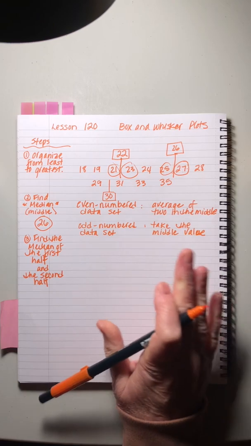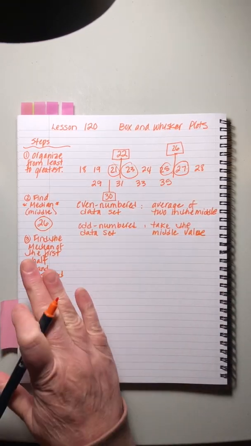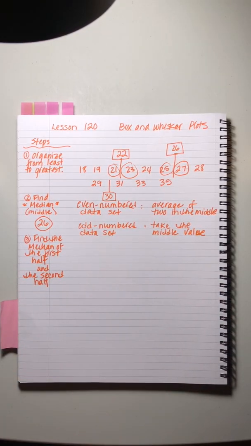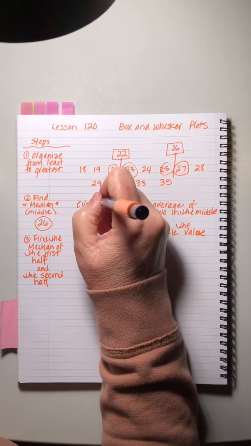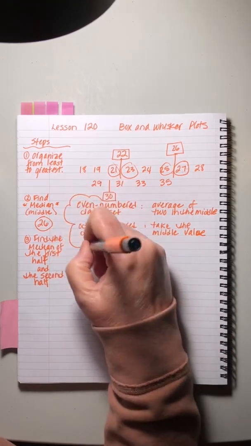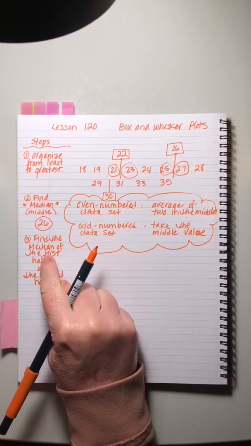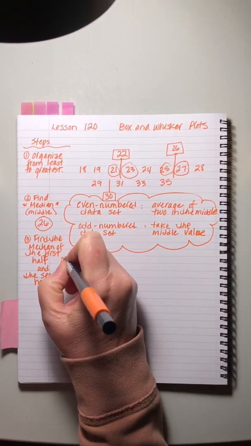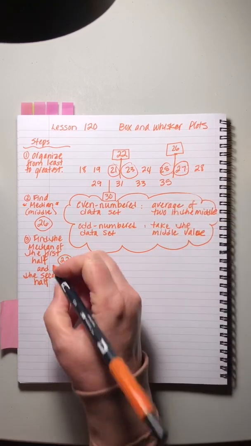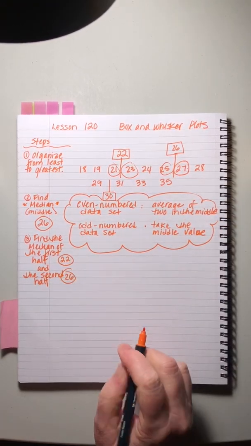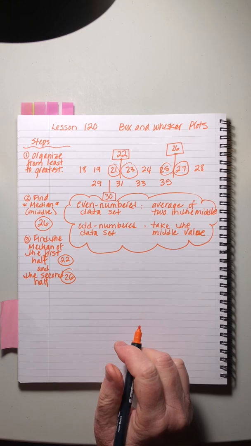Right? If you have an odd number of items, there will be one that's clearly in the middle. That's the easier situation. We got the hard one because we had the odd numbers. Okay, so the median of the first half we said was 22, and the median of the second half we said was 26. Now we're ready to start drawing.